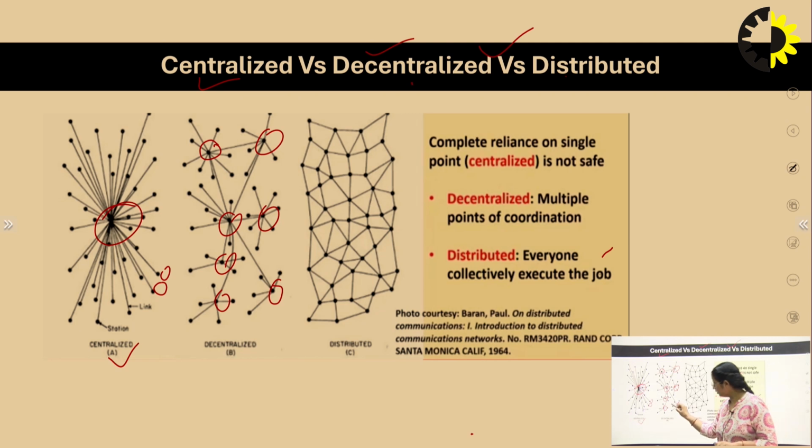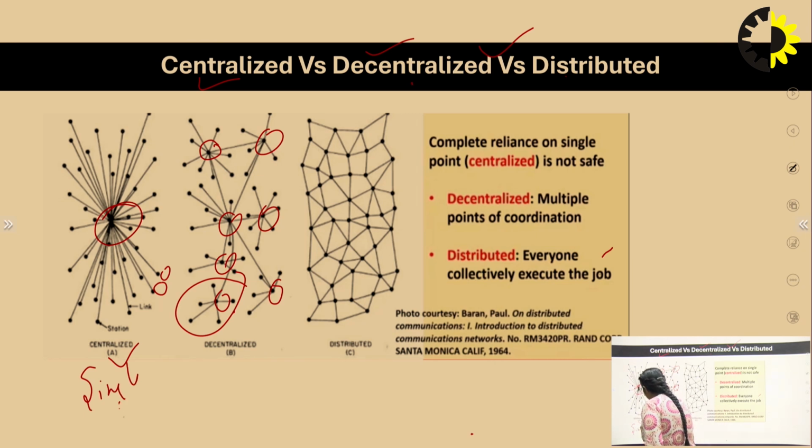Apart from this one, this network, you can say this is a centralized system. That means multiple centralized systems, when connected with each other, become a decentralized system. It means there is not a single point of failure. The difference is that this is your single point of failure, and here there are multiple points.